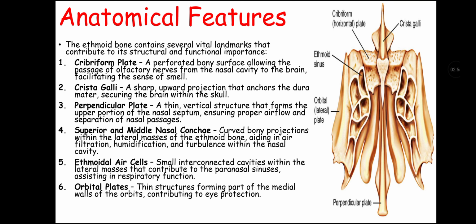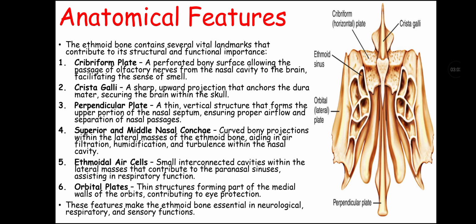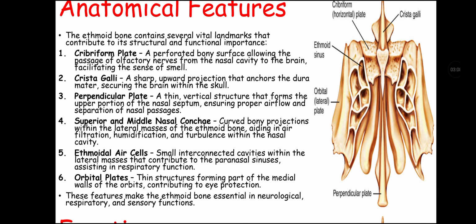The next anatomical feature include orbital plates, that are the thin structure forming part of the medial wall of the orbit, contributing to the eye protection. And these features make the ethmoid bone essential in neurological, respiratory, and sensory function.